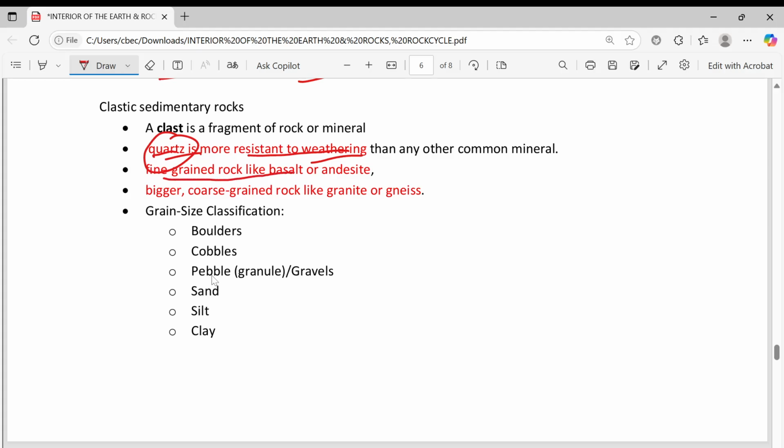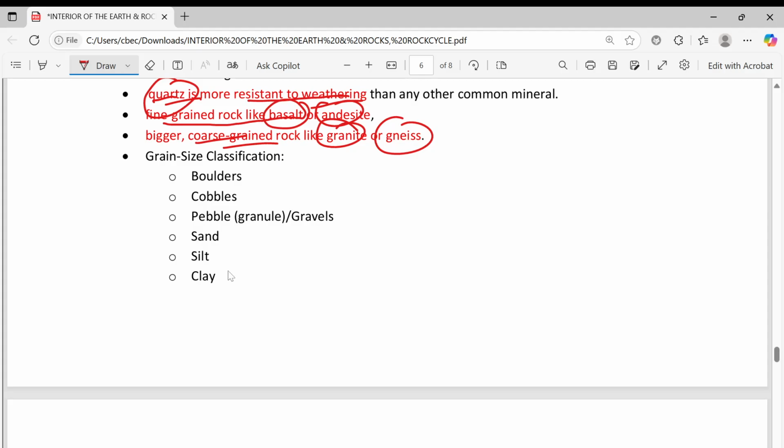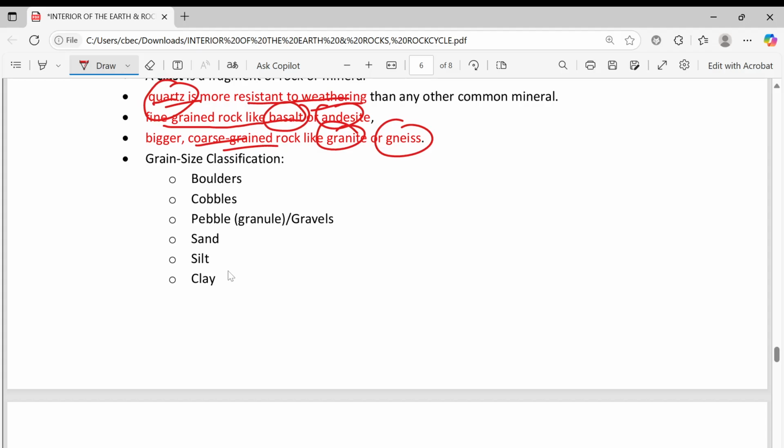Fine grained rocks are basalt, which I told already, and andesite also. Coarse grained are granite or gneiss. Gneiss is a metamorphic rock, we will see. Then you remember the size order: clay is the lowest one. So pebbles, gravels, then sand, silt, clay. Boulder means very, very big. Cobble means somewhat less.